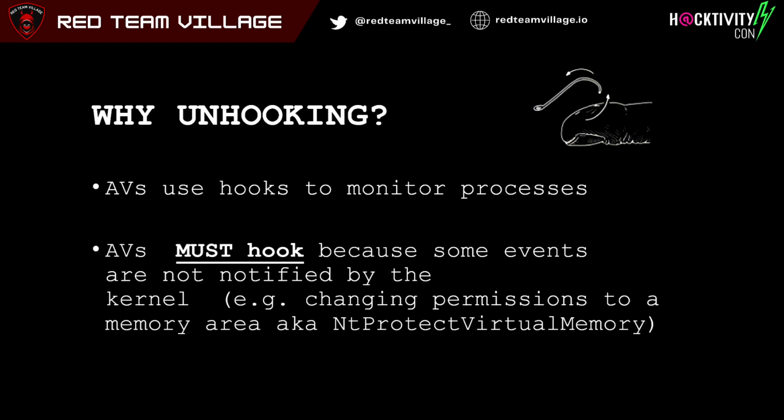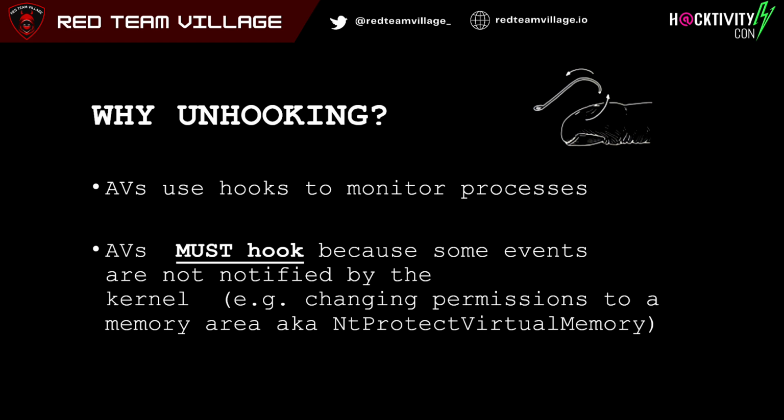One example is changing permissions on a memory area. It can get caught by a kernel callback, and so the AV needs to hook NtProtectVirtualMemory, and sometimes they also hook higher level APIs, like VirtualProtect for example. Basically, if we remove the hooks, we will be able to execute some operations without notifying the security product, and this means that the AV will be partially blind.